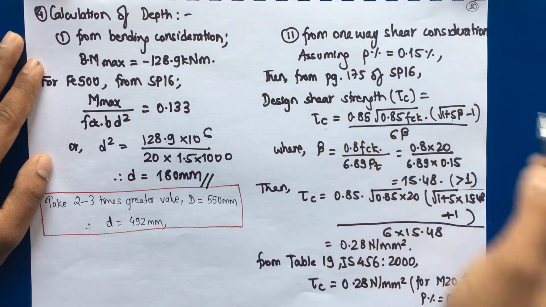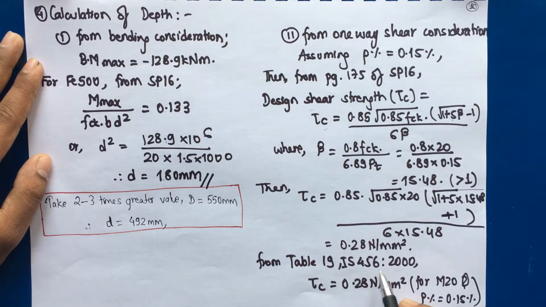You can also compute the design shear strength from Table 19 of IS 456 by linear interpolation. From which we will get tau c equal to 0.28 Newton per mm square. So this is from the linear interpolation, and this is from the direct formula.